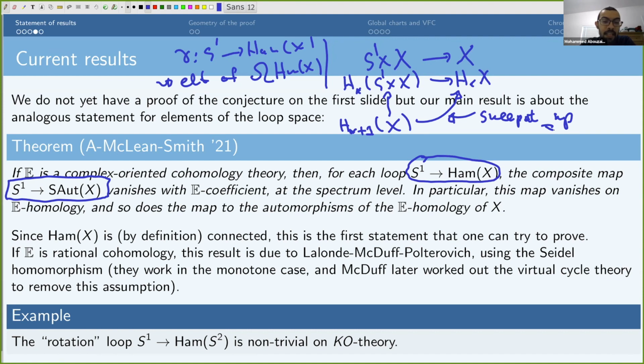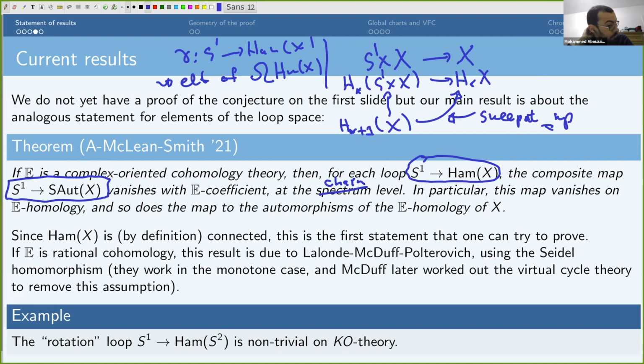Okay. And the statement is that this map vanishes with coefficients in any complex oriented cohomology theory. And I said spectrum level, but anyway, it vanishes at the chain level. And again, I'll come back to that in a second. So it vanishes on homology if you care about something very concrete. And well, that's the vanishing statement that we proved. This is pi naught, so a statement on components for the conjecture.